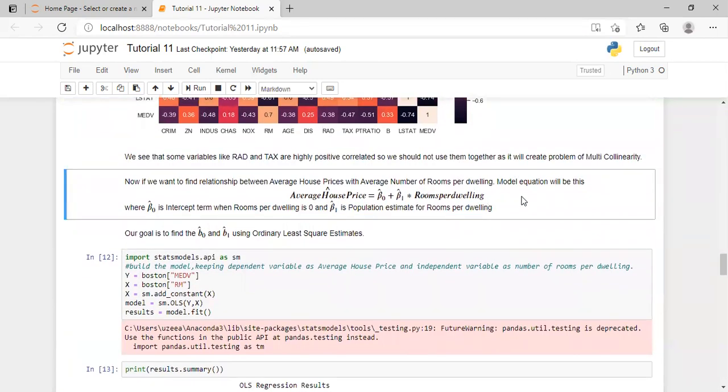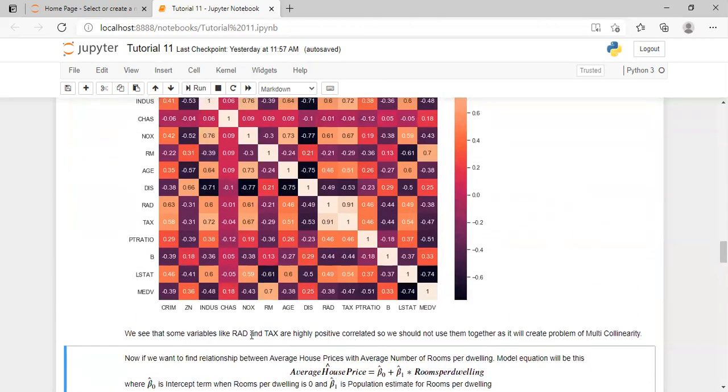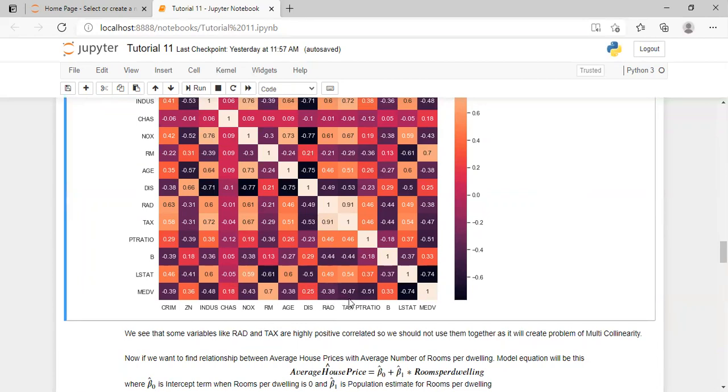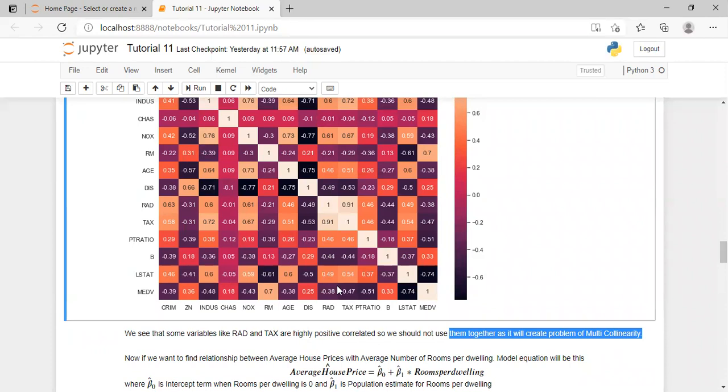Okay, so moving on, what we saw from this correlation matrix is that we have a very high correlation between RAD and TAX. So we should not use them together, as it will create the problem of multicollinearity. As I mentioned earlier, one of the assumptions of regression is no multicollinearity, which means that if we are using two predictors, two independent features at a time, which have very high correlation, our results wouldn't be very accurate.